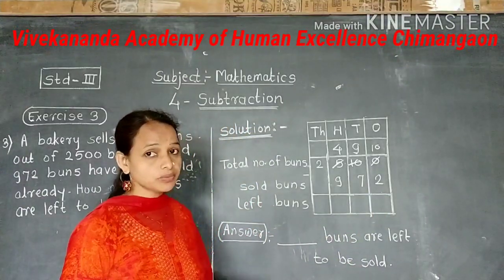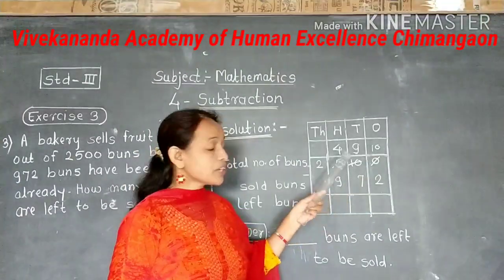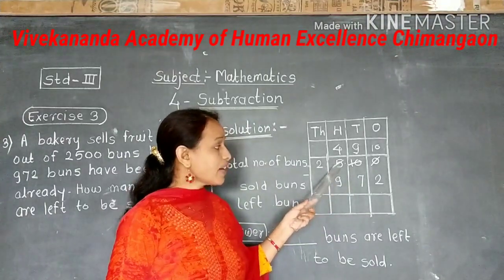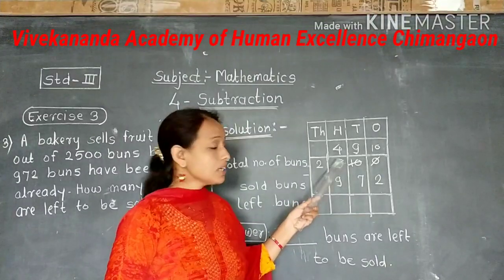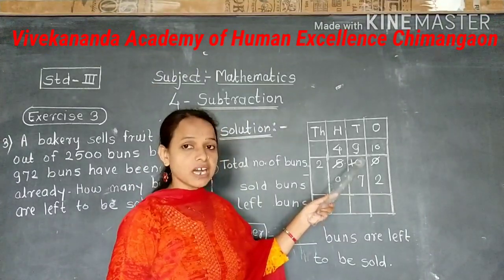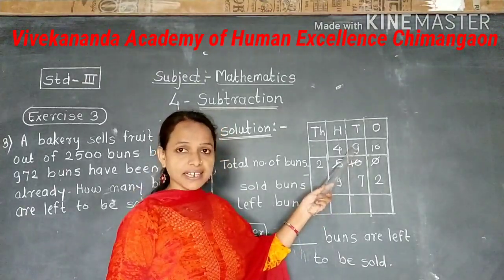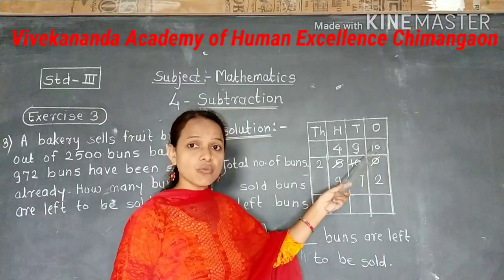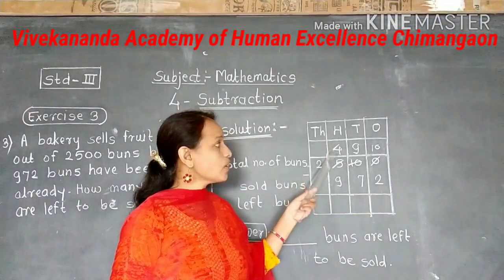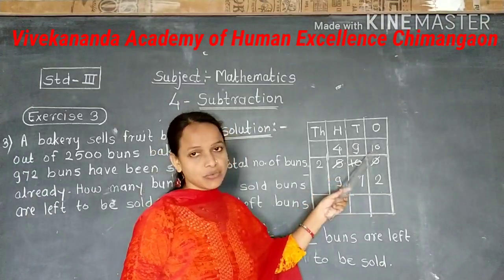Understood how to regroup? Here we do not have enough ones and tens, so we regroup. Means here we borrow 100 from 500s. So 5 minus 1, 4. So here 4 we write, and here 0 becomes 10 tens. Again we borrow 1 ten from 10 tens. So here remain 9 tens. Here 0 becomes 10 ones. In this way 500s regroup into 400s, 10 tens, and 10 tens regroup into 9 tens and 10 ones.